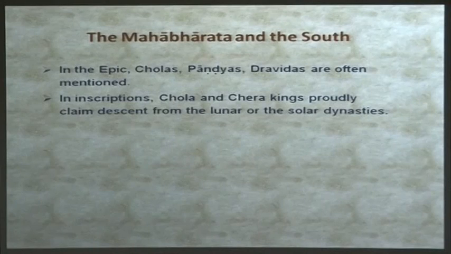It mentions, and I showed it on the map, the Cholas, the Pandyas, the Dravidas. And in addition, in the South, we have Chola and Chera kings in inscriptions. We have a lot of inscriptions about this, proudly claiming descent from the lunar and solar dynasties. That is to say, from the lines of Rama and Krishna. They say they descend from there because, of course, it is an artificial device, but it's a way to connect themselves.